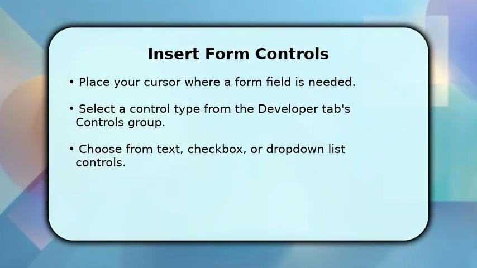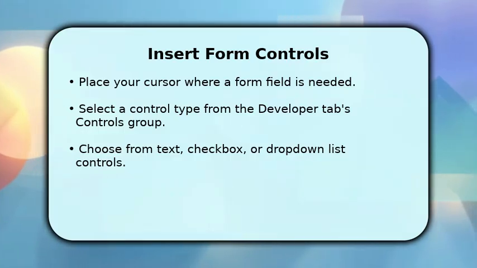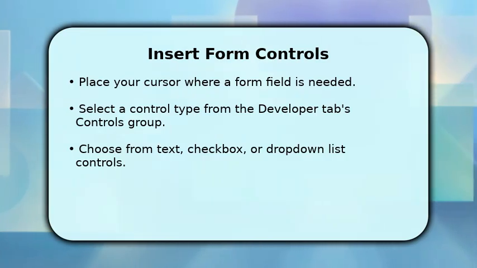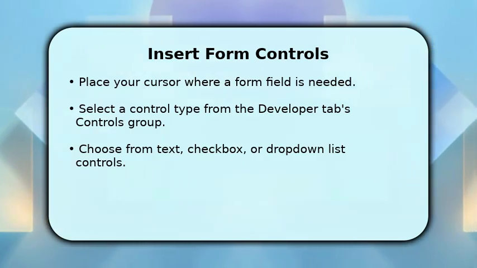With the Developer tab now visible, you can begin adding interactive elements to your document. Position your cursor where you want a form field to appear. On the Developer tab, in the Controls group, you'll find various options. You can insert a plain text content control for short answers, a checkbox for yes or no questions, or a drop-down list for predefined choices. There are also controls for dates and pictures.